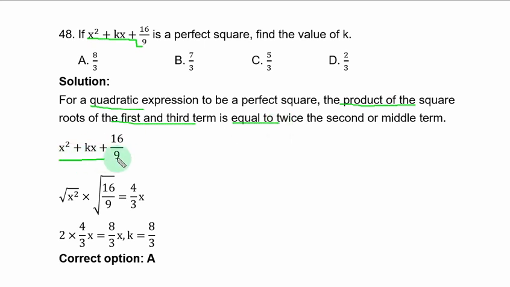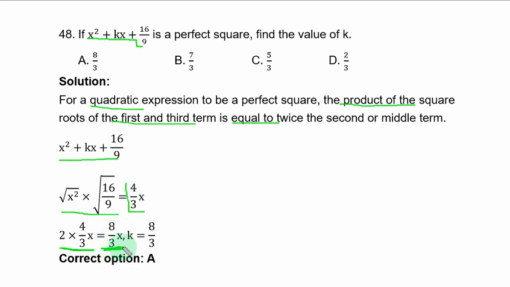This is the given expression. So let us get the product of the square root of the first and third term. That is what you have here. Square root of s squared is s, and the square root of 16 over 9 is 4 over 3. You have the product in this form. Now, if you multiply this by 2, it gives the middle term. So now, the middle term is 8 over 3s.